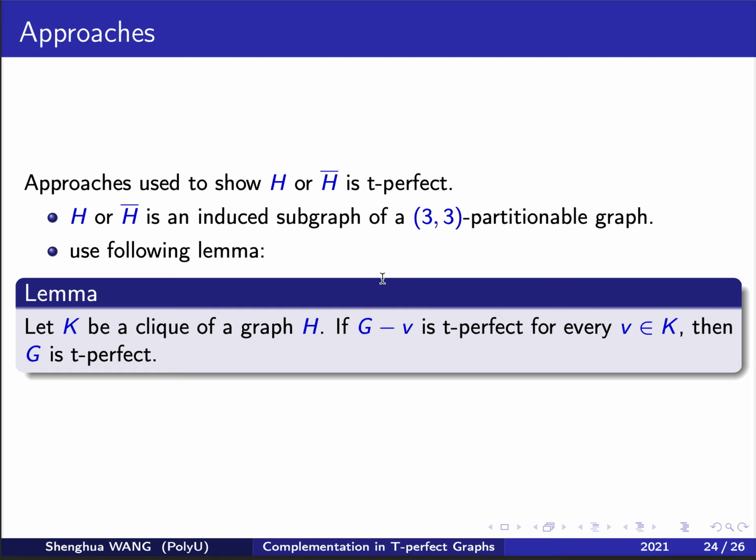And all of these are our approaches to show the obtained graph H or its complement in the corresponding pattern is not minimally T-imperfect. The rest of the proof is just the analysis of the patterns, the analysis of these graphs H. If you are interested, you can get the details in our paper.